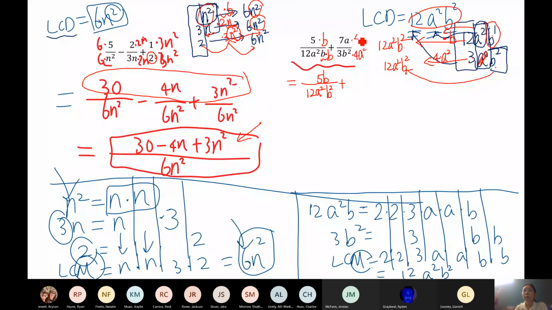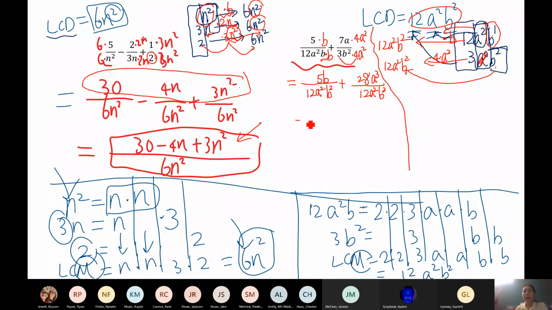4a squared, 4a squared. So now look at the bottom. 3 times 4 is 12, a squared, b squared. That's exactly the least common denominator we wanted. The top numerator, 4 times 7 is 28. A squared times a, it's going to be a cubed.